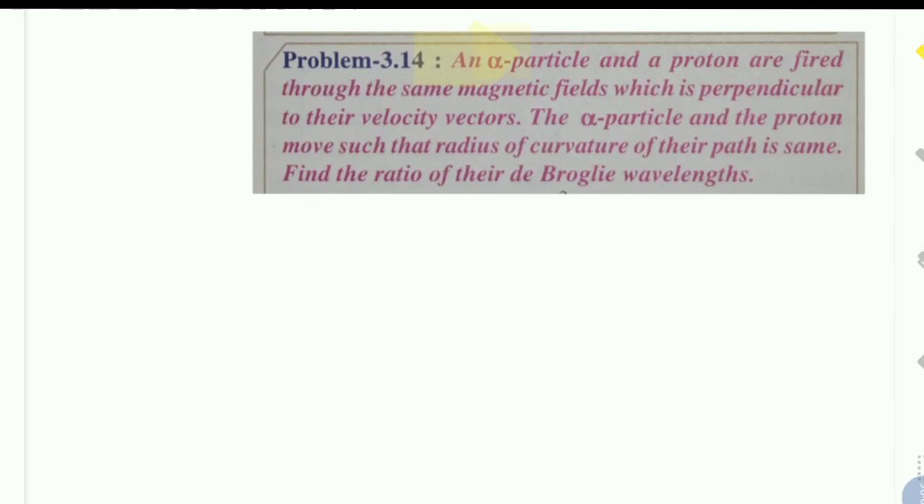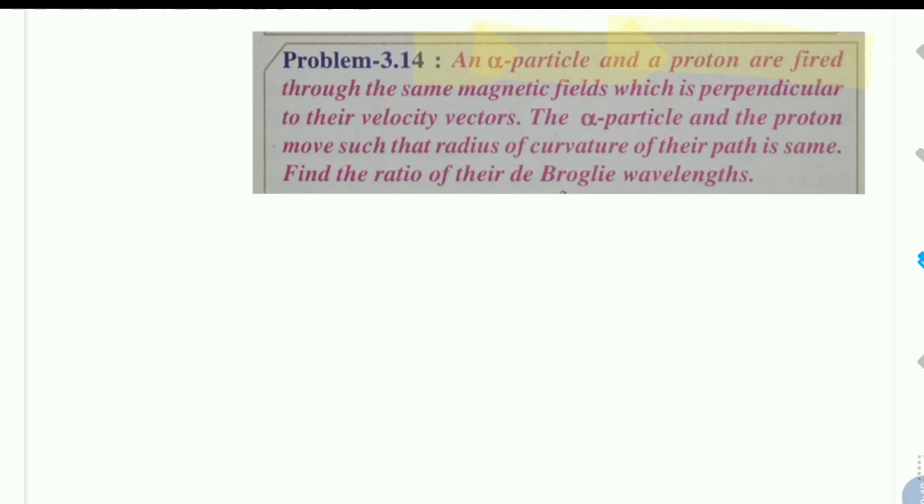An alpha particle and a proton are fired through the same magnetic field which is perpendicular to their velocity vectors. The alpha particle and proton move such that the radius of curvature of their path is the same. Find the ratio of their de Broglie wavelengths. We are asking the de Broglie wavelength.